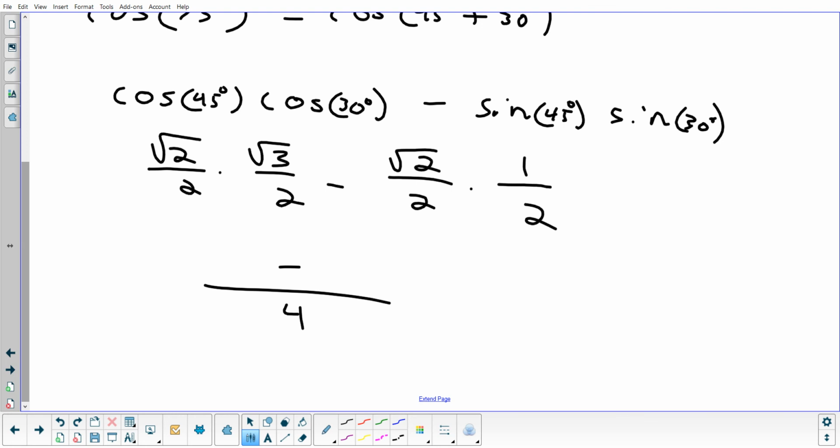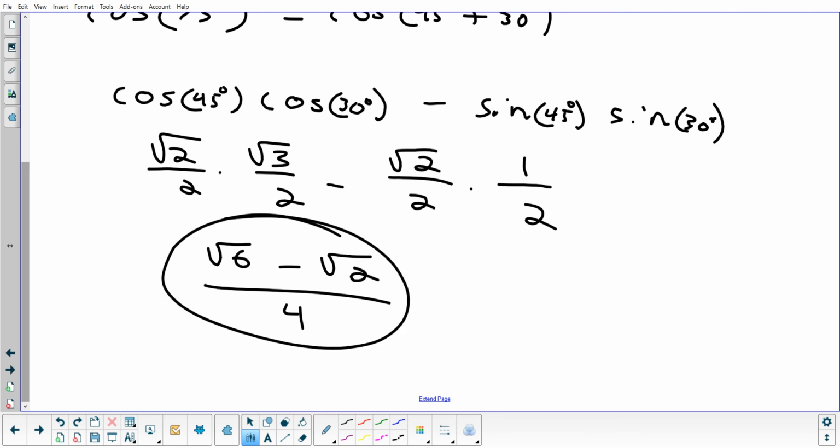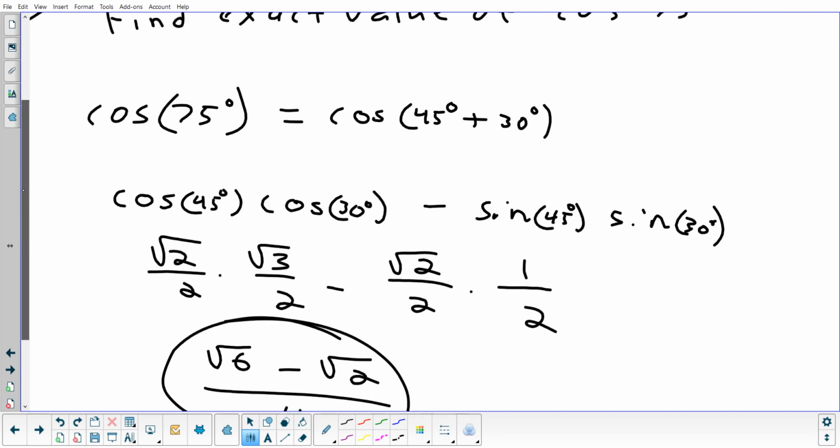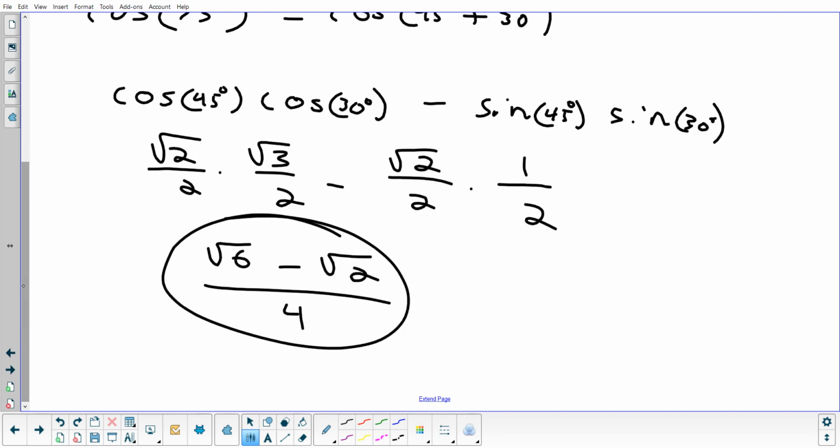Yep, it's going to be a 4. And what's going to go in the top? John? Square root of 6 minus square root of 2. Yep. Very easy to check it. You just type it in on a calculator. Type in cosine 75, see if you get the same thing.